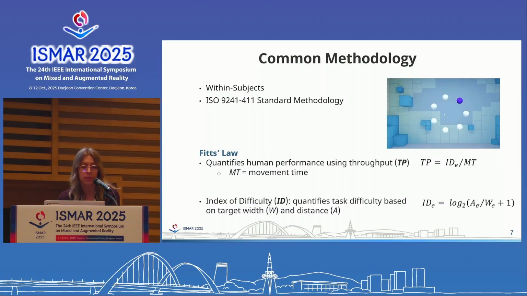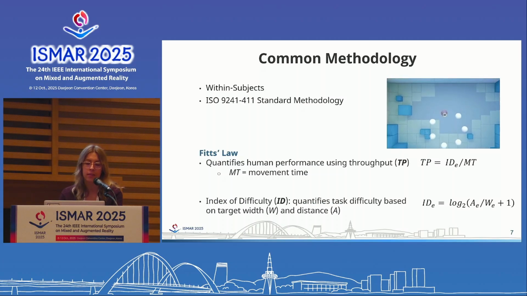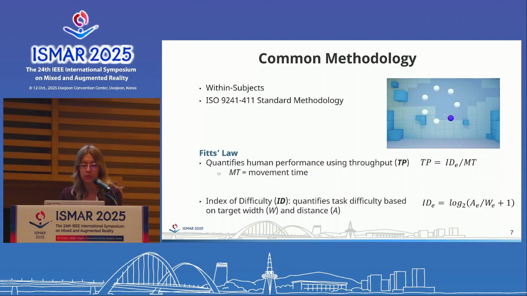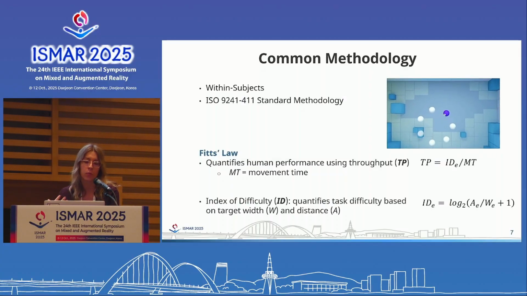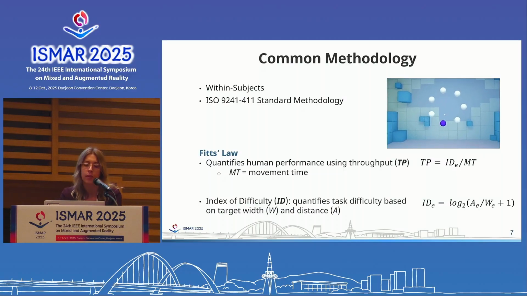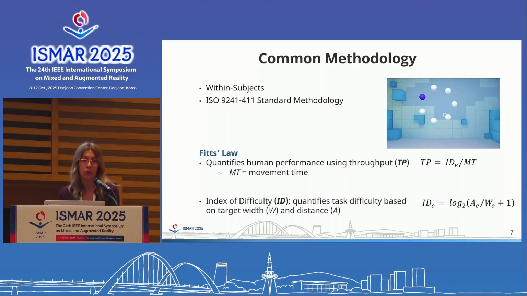Fitts' law quantifies human performance using throughput, which is measured in bits per second, and throughput is based on the task's index of difficulty, denoted by ID. ID quantifies the task difficulty. Essentially, a higher ID signifies a more difficult selection task. We use effective measures in our ID calculations, and the full details of how we did so are in the paper.